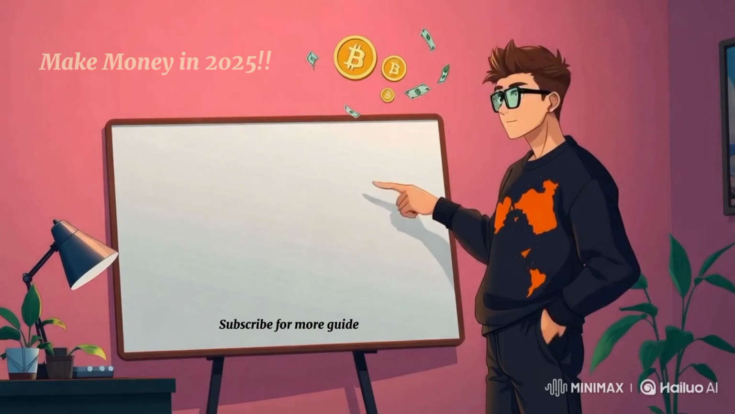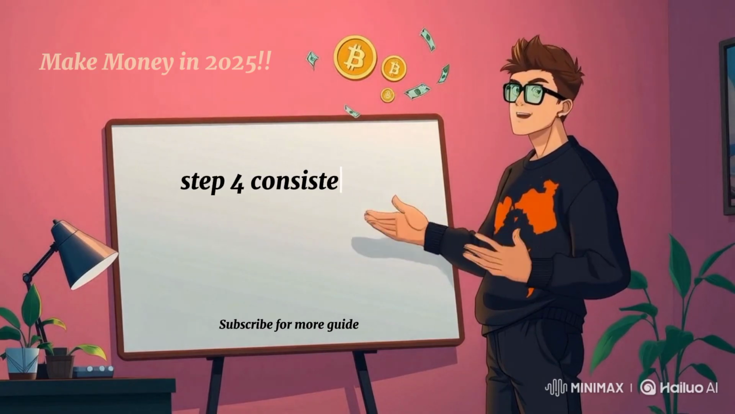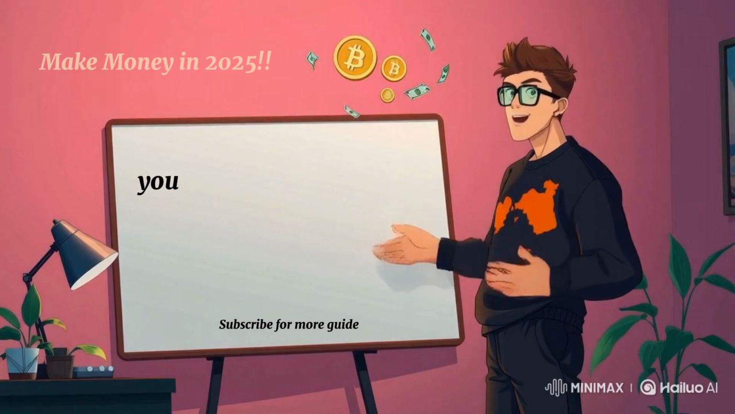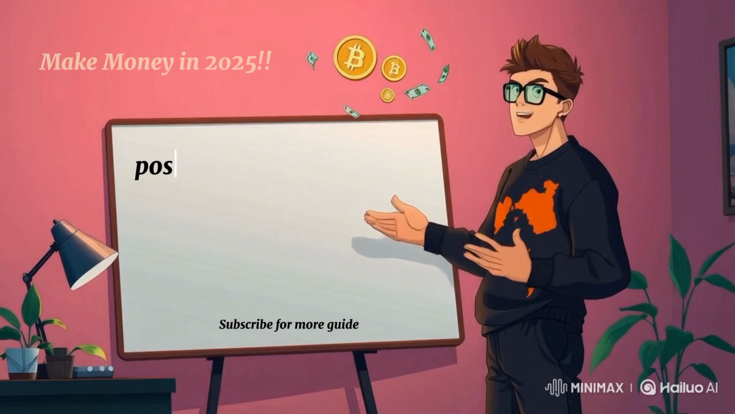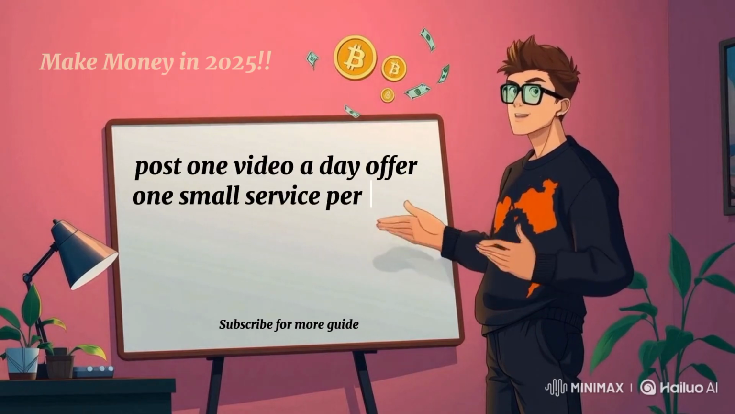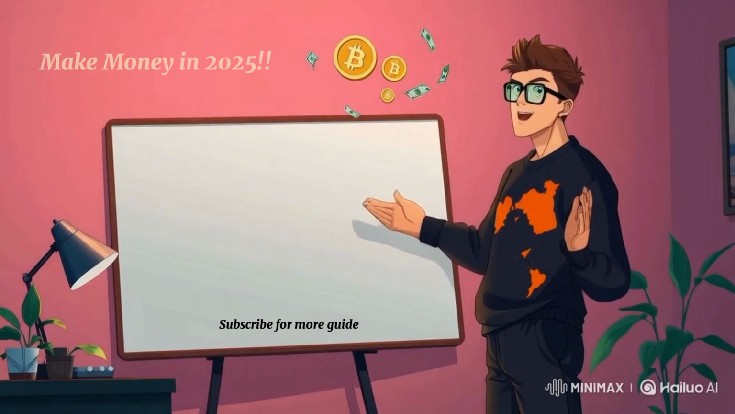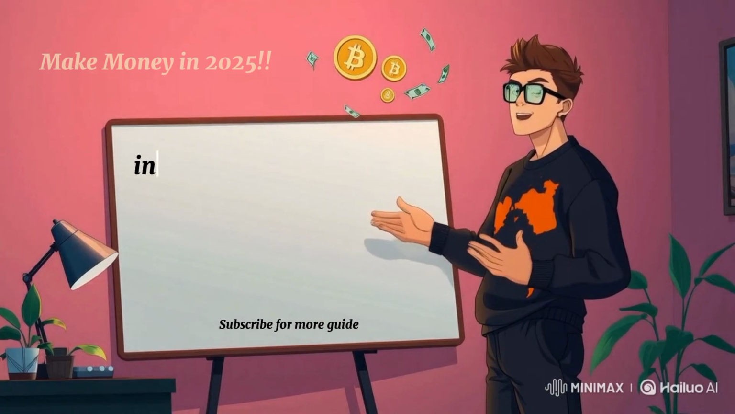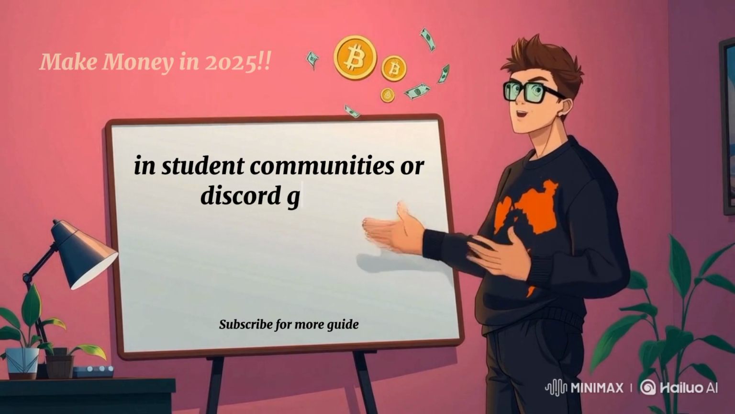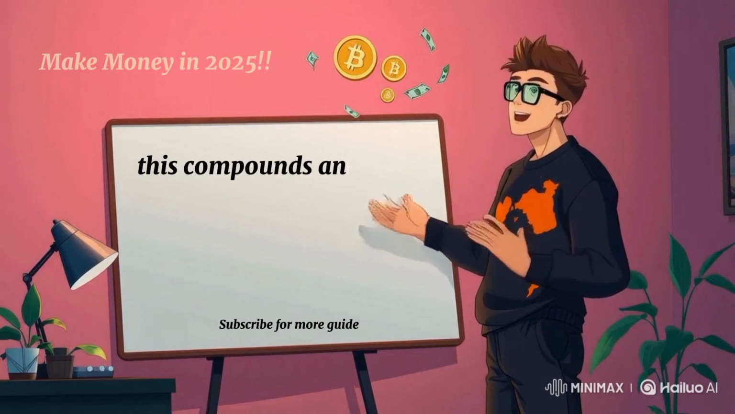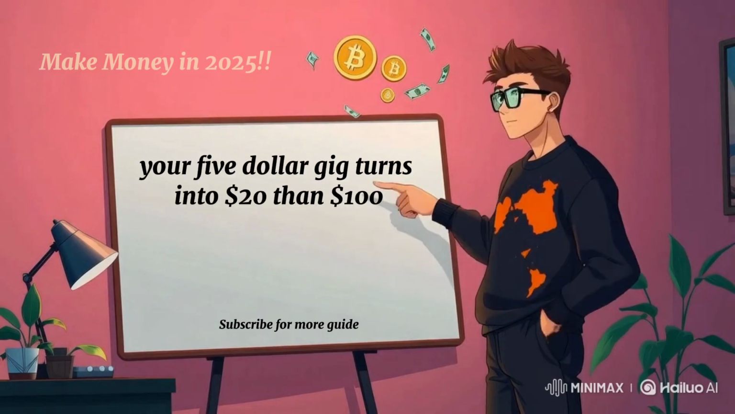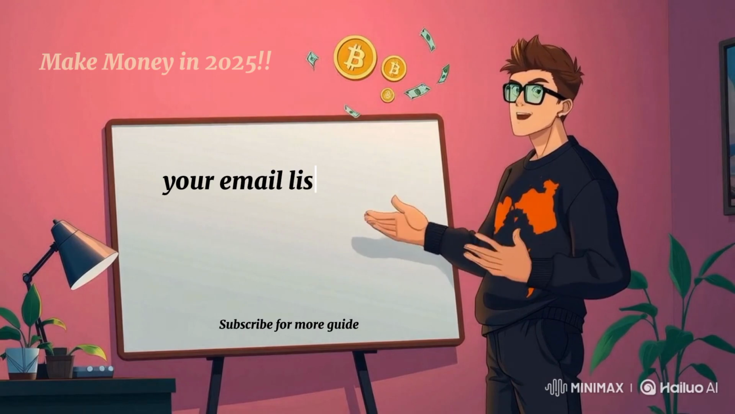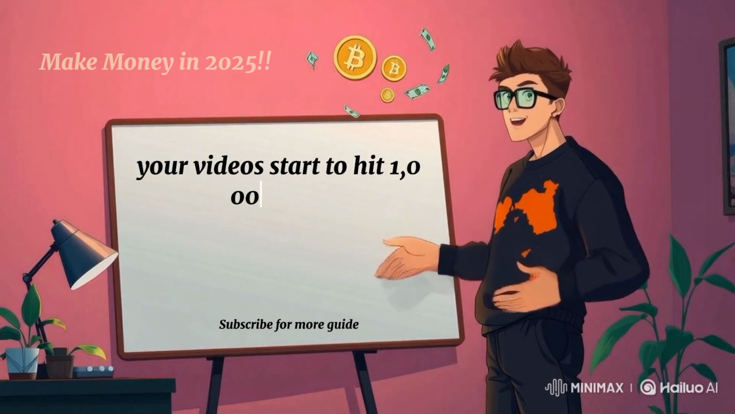Step 4. Consistency. You don't need to go viral. You just need to keep showing up with value. Post 1 video a day. Offer 1 small service per week. Share your affiliate link 3 times a week in student communities or Discord groups. This compounds. And over time, your $5 gig turns into $20, then $100. Your email list grows. Your videos start to hit 1,000 views.